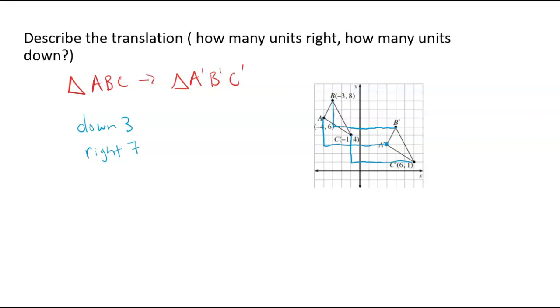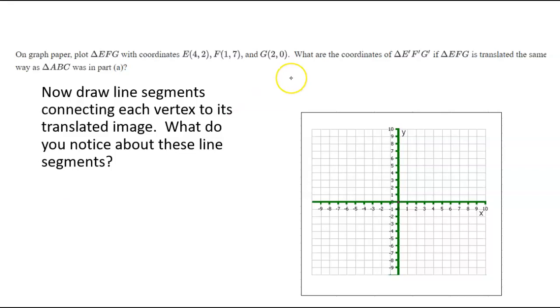I want you to try your own translation on your graph paper. Let's plot these 3 points, and then you're going to use the same translation as for ABC. So what did we say? We said we went down 3 and then to the right 7. If you want to try it on your own, please do. If not, follow along. And hopefully I made a graph large enough for this. We'll find out in just a second.